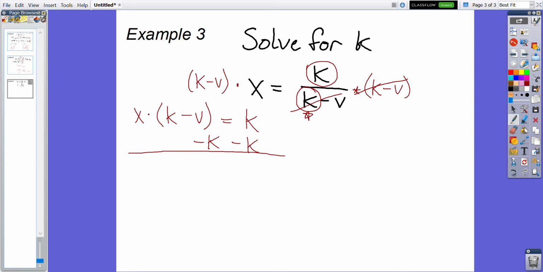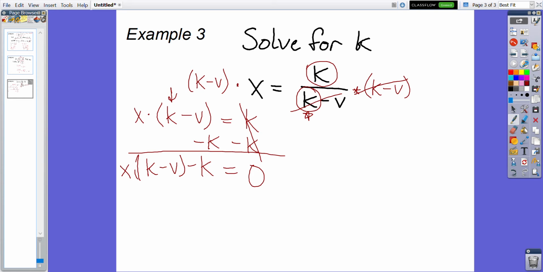Now, unfortunately, because this k right here is in parentheses, I can't combine it with the k I just subtracted. But let's go ahead and take a look at what happens here. So k's cancel, gives me 0. It doesn't just go away, it gives me 0. And I'm left with x times k minus v, minus another k equals 0.